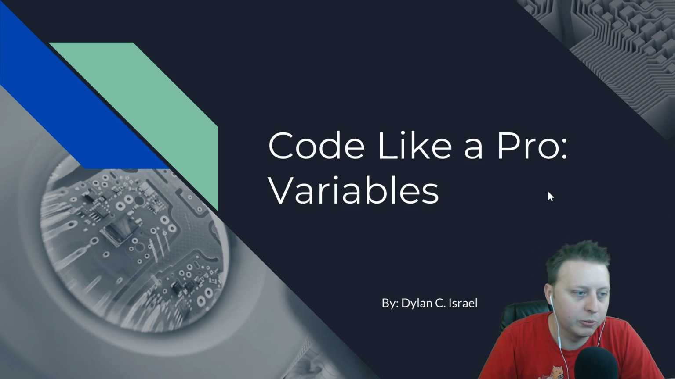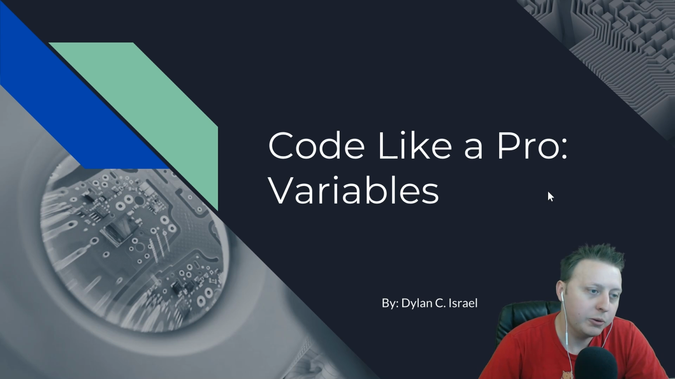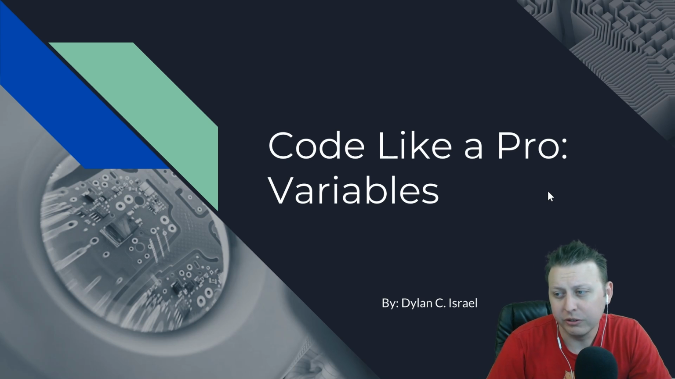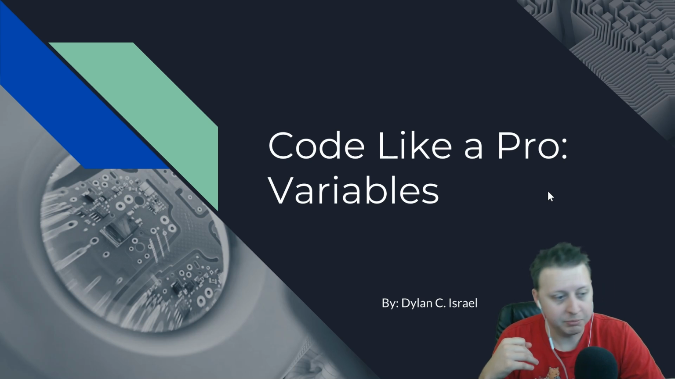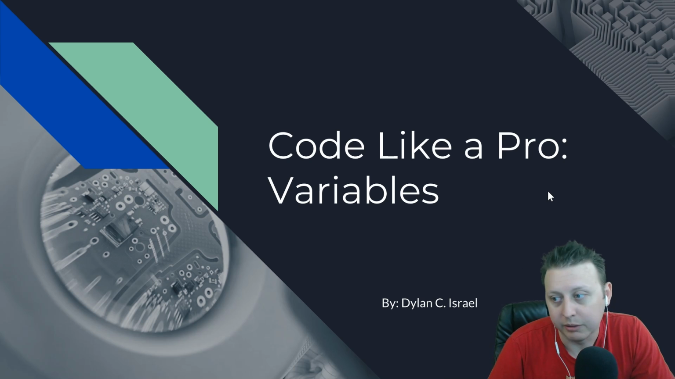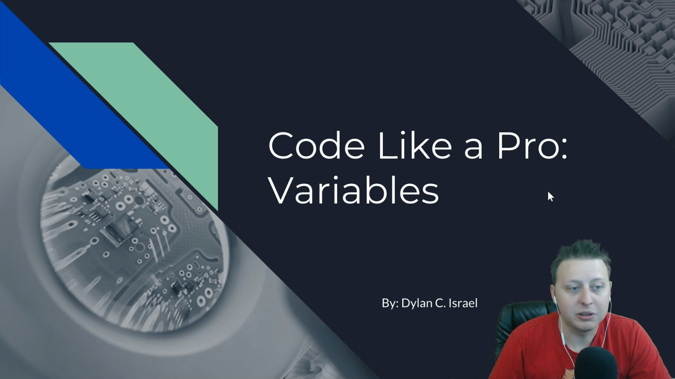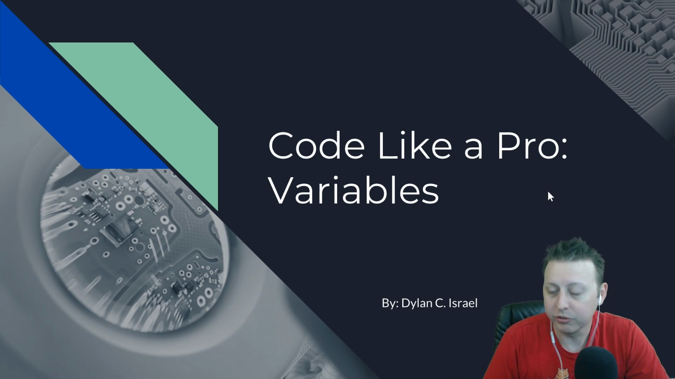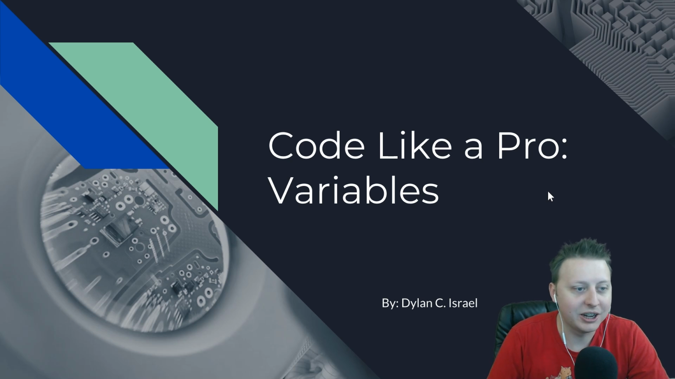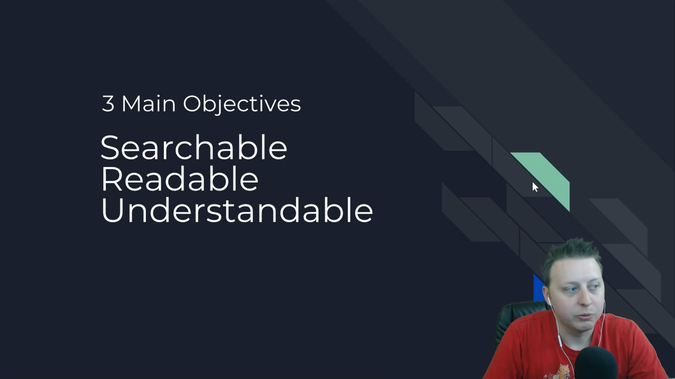All right, guys. So welcome back to episode 2 of Code Like a Pro: Variables. Today we're going to be talking about how we can define our variables and use them better to accomplish a couple objectives, right? We all want to be able to write software like a professional, and these are some of the items that you need to keep in mind when you're using variables, as well as defining names for variables.